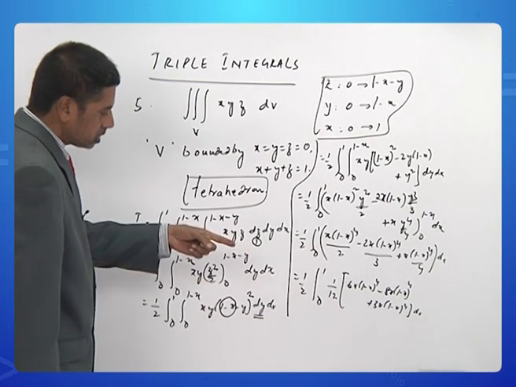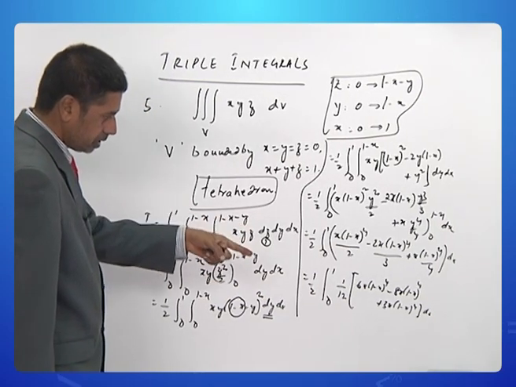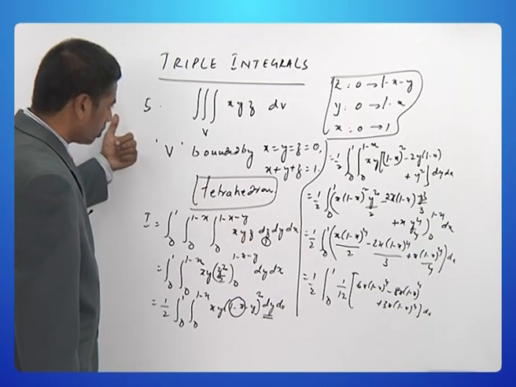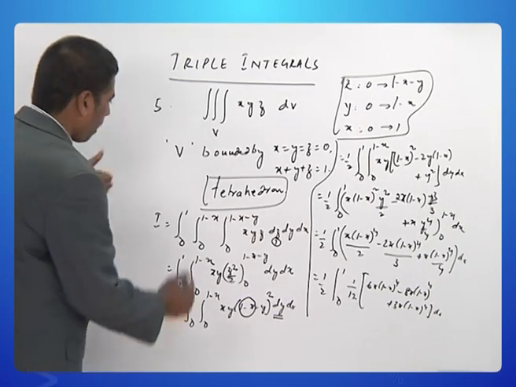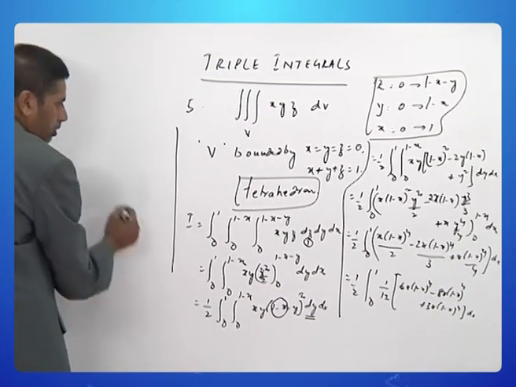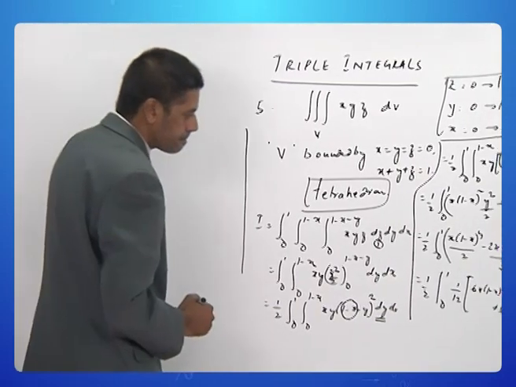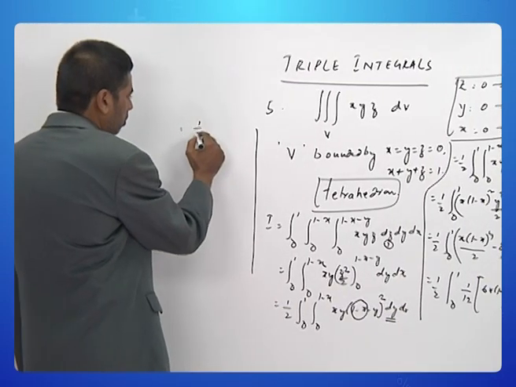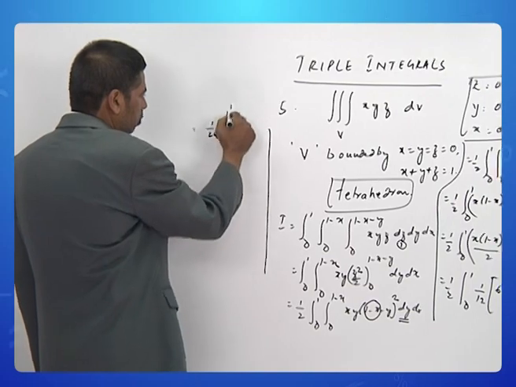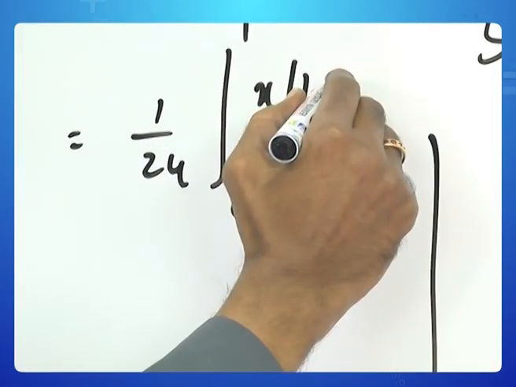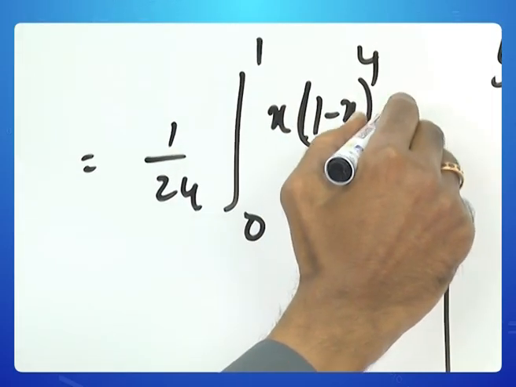So if you reduce it, it becomes 6 plus 3 is 9, 9 minus 8 is 1. So let me show you the concluding part here. So this will be 1 by 24, 0 to 1, x into 1 minus x to the power of 4 dx.